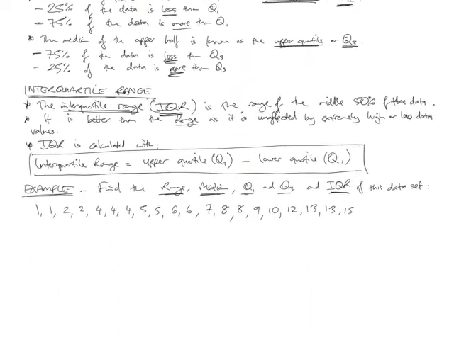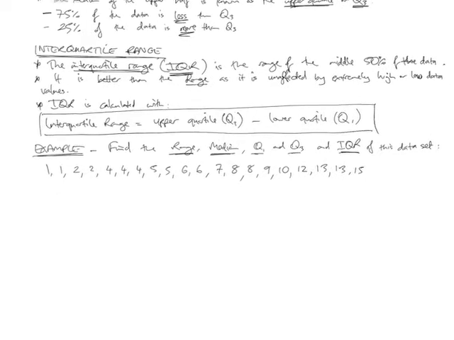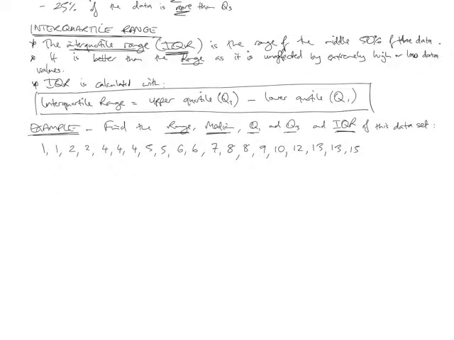This brings us to the idea of interquartile range. So the interquartile range, which is abbreviated to IQR, is the range of the middle 50% of the data. It's better than the range straight up, as it's unaffected by extremely high or low data values that could be outliers. And so you calculate the interquartile range using: interquartile range is upper quartile, Q3, take away the lower quartile, Q1. So the best way to go through and show you how this works is with an example.